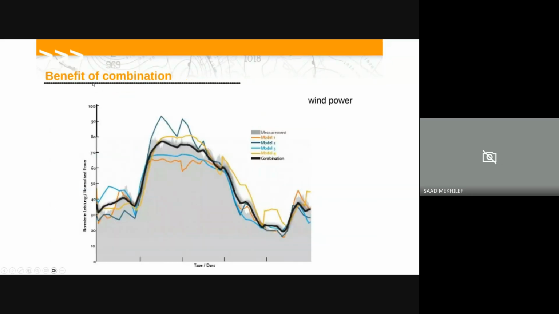So this is the benefit of the combination when you have different models. What you have here, the green one is the measured one, and these are the different models which give you the prediction. You can see some of them actually can predict, and then when you combine them, you can have an almost accurate wind power prediction.